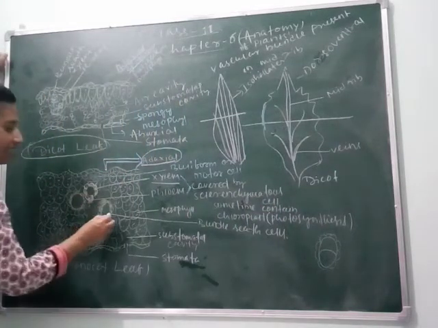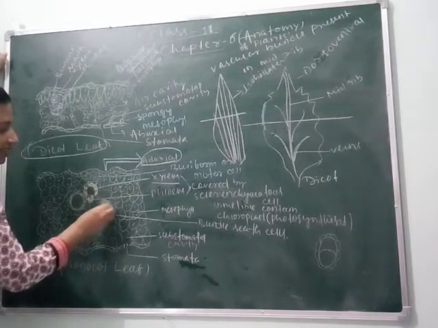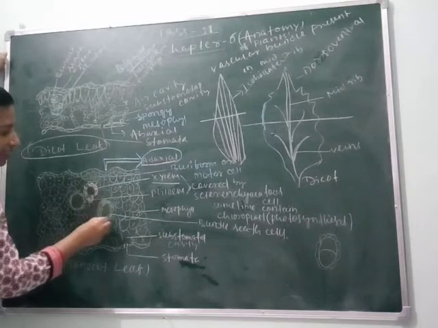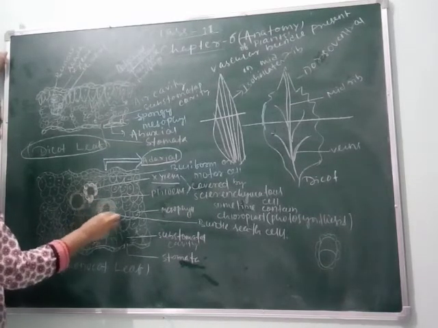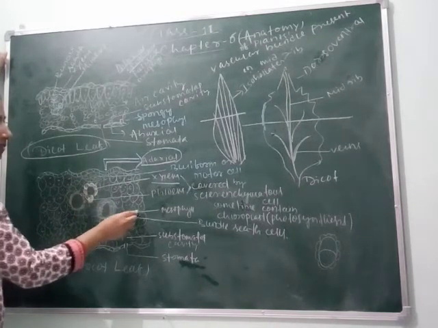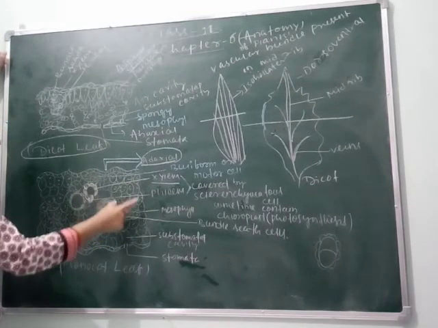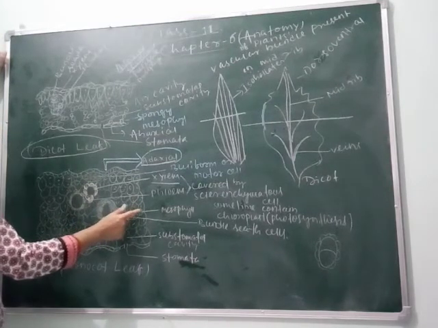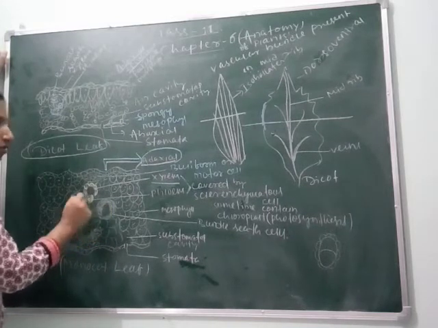Next you can see these are the bundle sheath cells. Here is the bundle sheath cell, here is the bundle sheath. Clear students? These are the bundle sheath cells, and chloroplasts are present for photosynthesis. Clear? They are mesophyll cells. Mesophyll cells means where chloroplast is found. They are the original regions where photosynthesis occurs, but there are some specialized regions where photosynthesis also occurs.